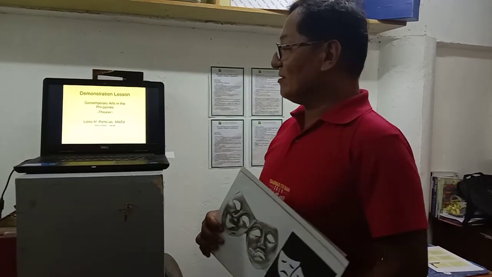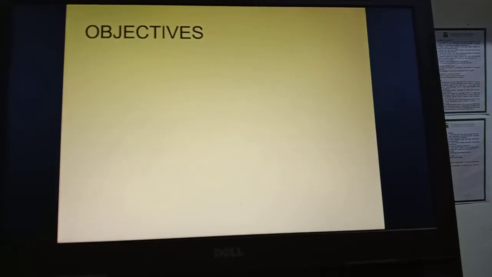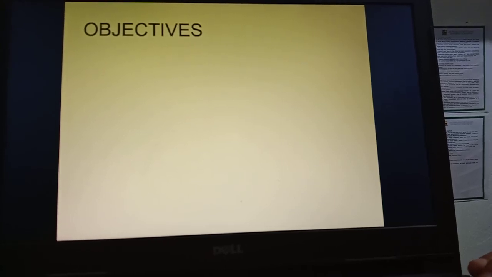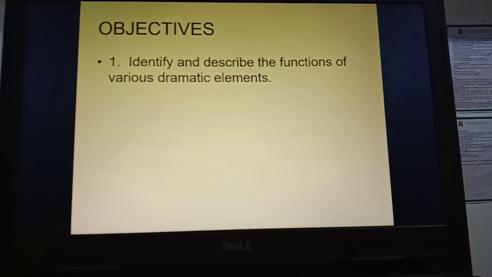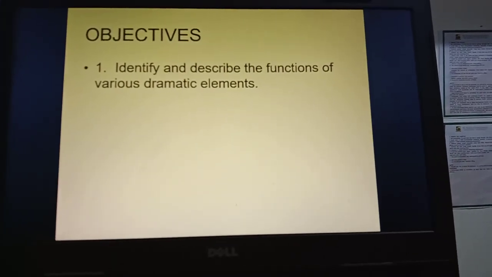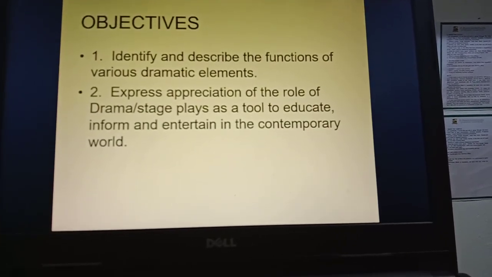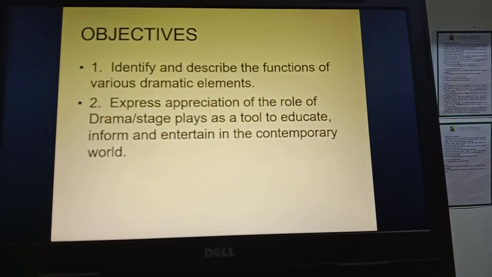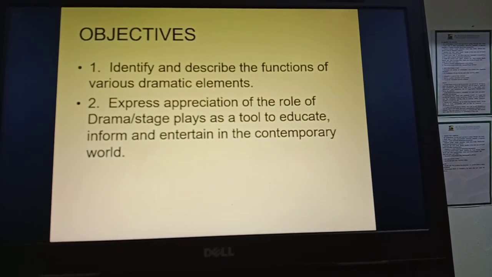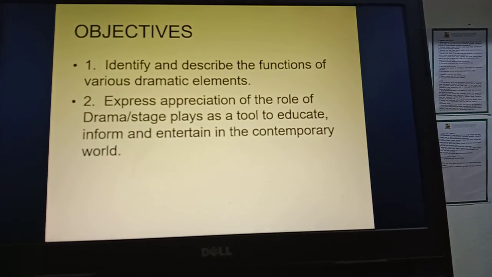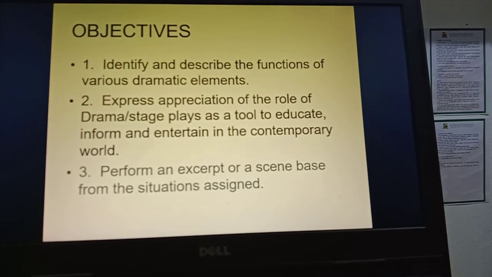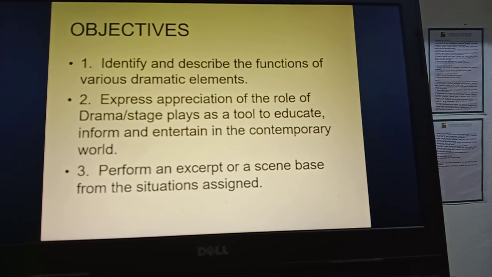This is all about contemporary arts in the Philippines, particularly theater. The objectives of the lessons are: 1. Identify and describe the functions of various dramatic elements. 2. Express appreciation of the role of drama or stage plays as a tool to educate, inform, and entertain in the contemporary world. 3. Perform an excerpt of a scene based from the situation assigned.